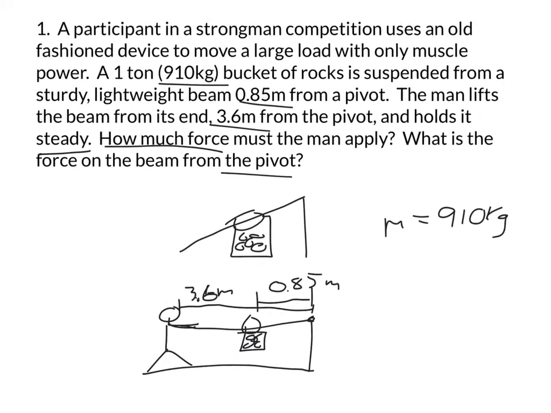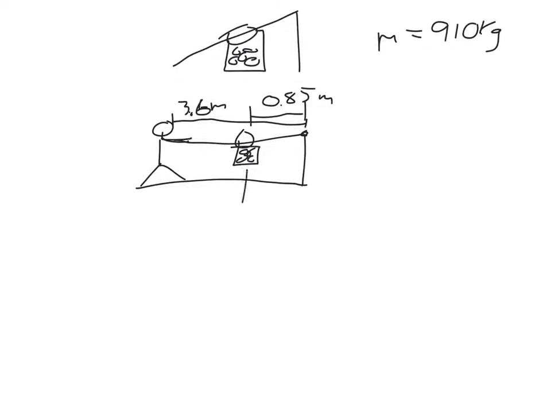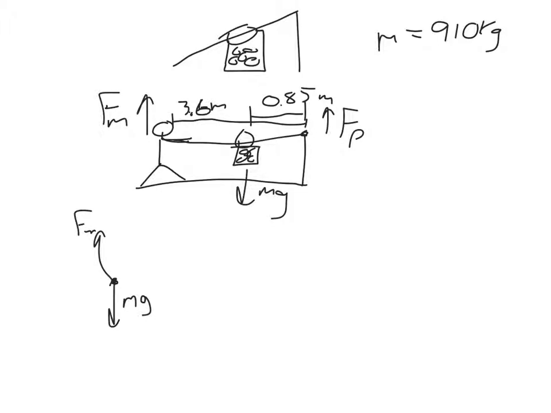Well, we'll consider the beam to be the system here. If we look at the beam, it's got an mg down from the rocks, it's got a force up from the man, and it's got a force up from the pivot. And we're not going to consider its own mass because it said it was lightweight, and that's our hint. So there's two things we've got to do. We're going to have to do a free body diagram. Free body diagram is just the forces, and we have mg down. We have the dude's force, and we have the hinge where the pivot is supporting the other side.